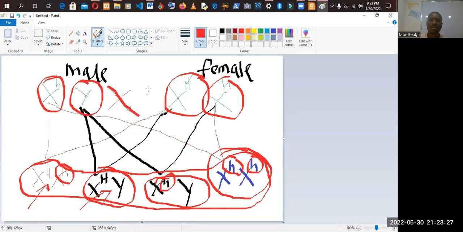And this is a crossing symbol implying that now fertilization will start taking place.